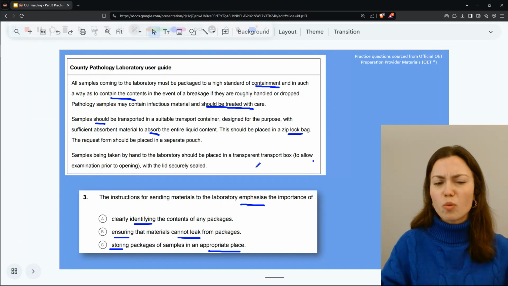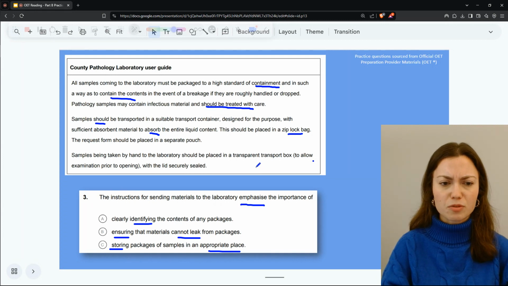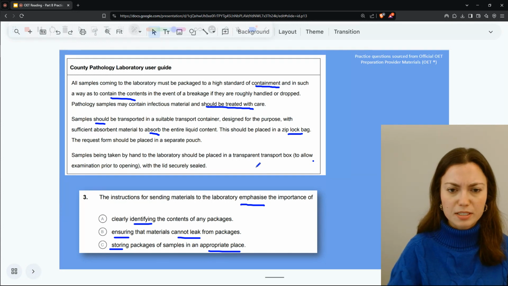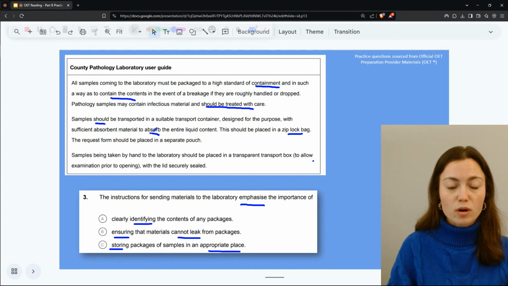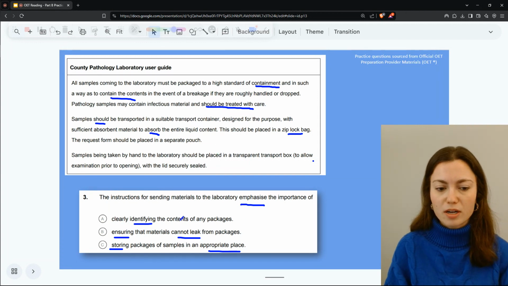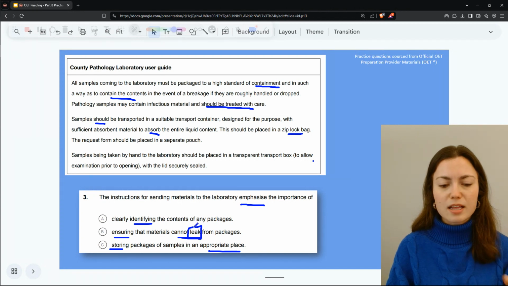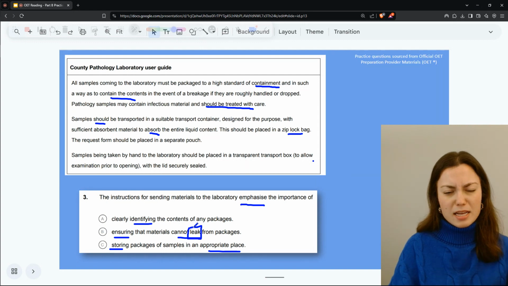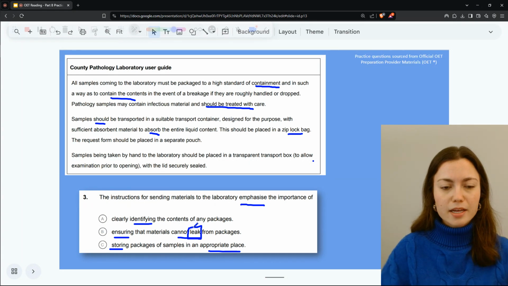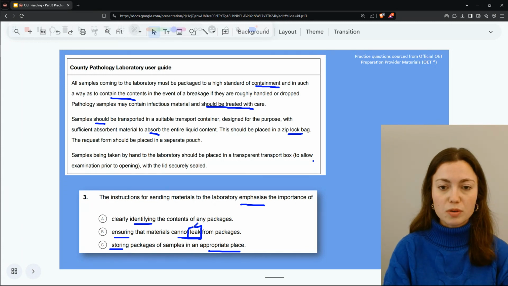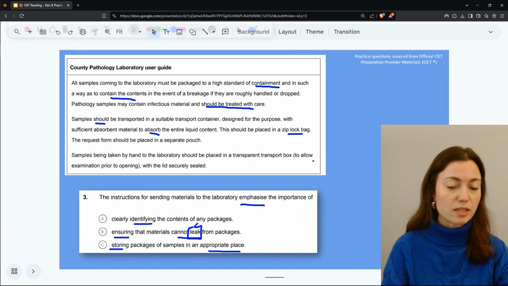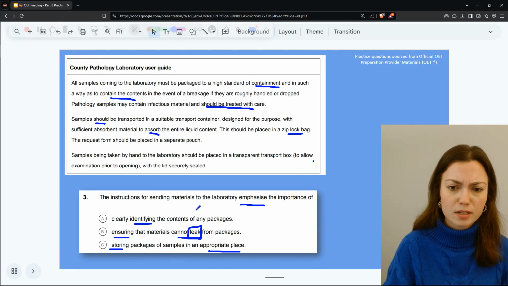To what purpose are they giving this information? Why store it in a Ziploc bag? Or why store it in a suitable container? And we see the parts about in the event of a breakage, or this idea of absorbing the entire liquid content. Those phrases correspond with this word leaking from the package. So it's not directly said it's going to leak, but both of those pieces point to the concern about the fact that it could break, not be handled well, or the liquid content spill as well.